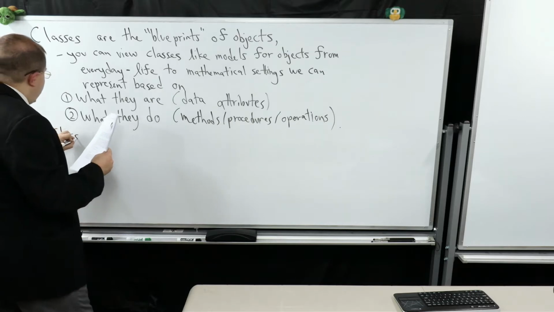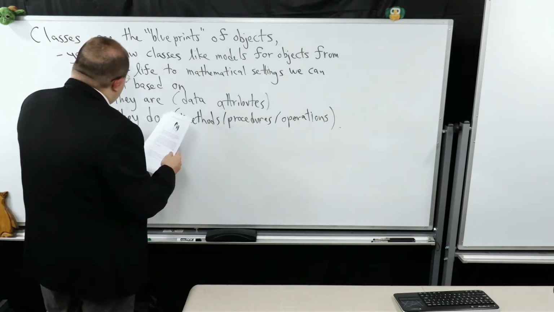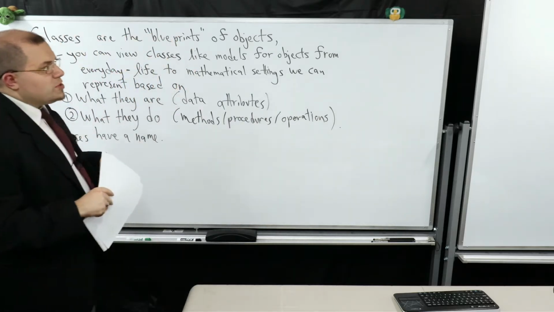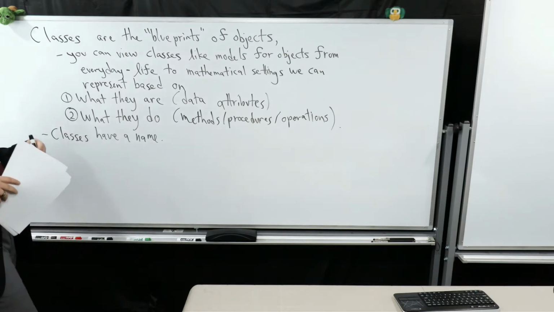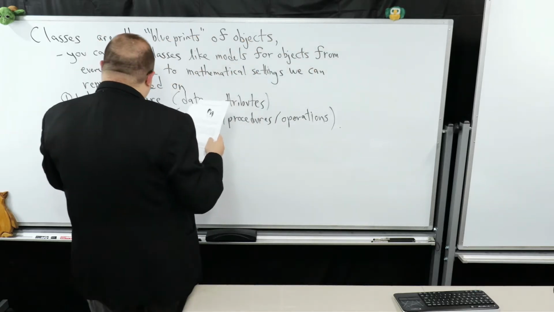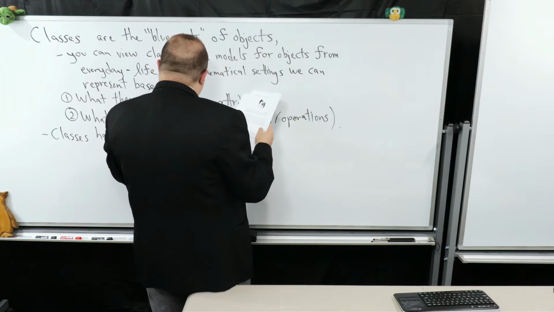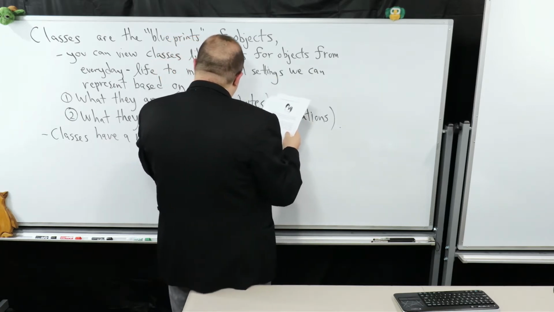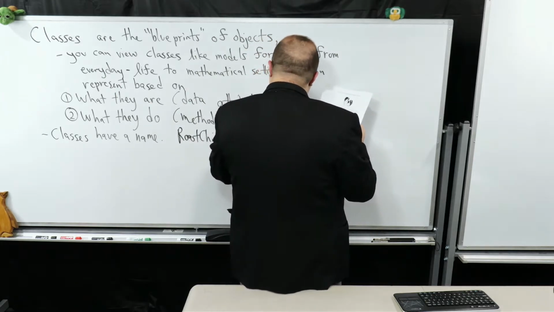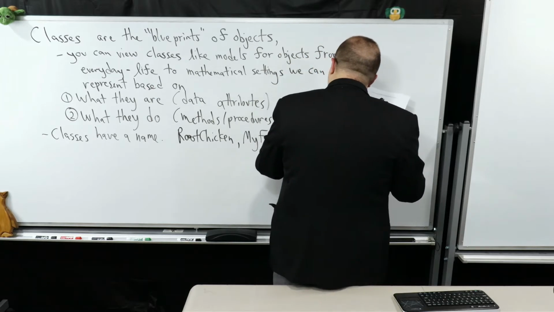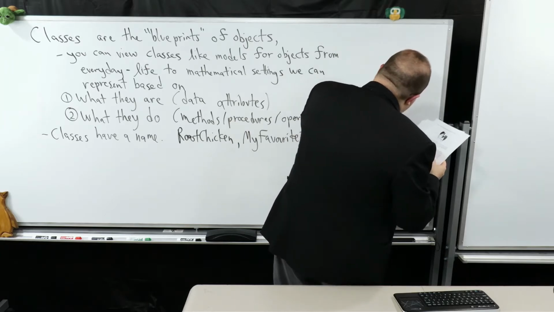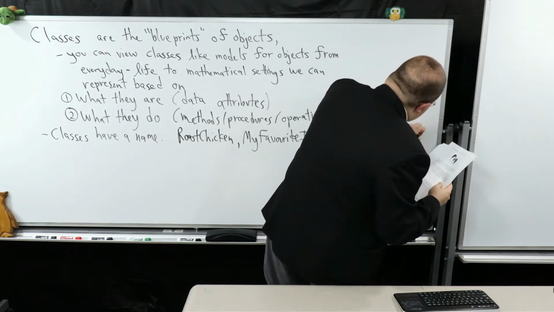Classes have a name. In most circumstances, when you're writing a class, you get to pick the name for your class. For example, if I wanted to model roast chicken, I can call the class RoastChicken. I could call it MyFavoriteIceCream. I could call it CandyCane. I could also call it Dog, for example.